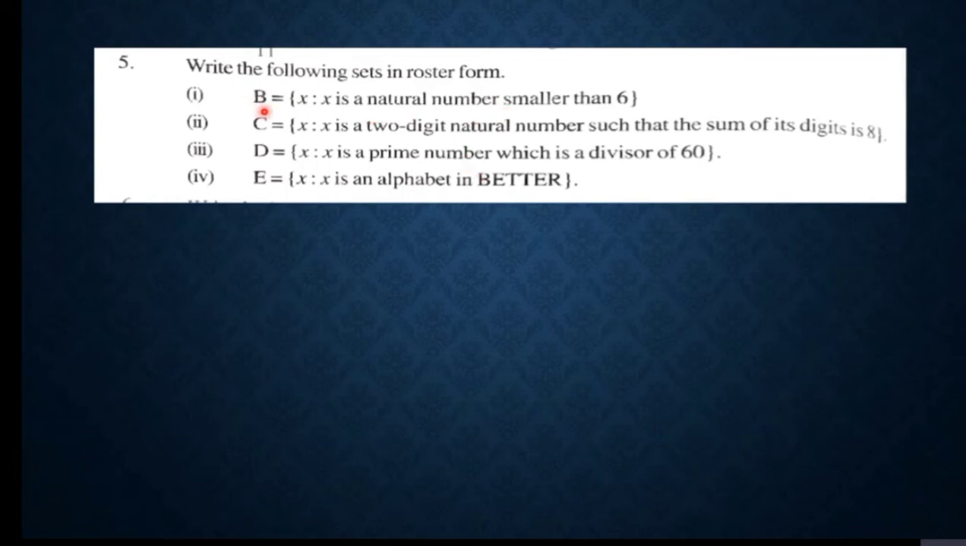See the first question, B is equal to x such that x is a natural number smaller than 6. Then the answer is B is equal to the set of 1, 2, 3, 4, 5. Natural numbers start with 1. Here it is given smaller than 6. So we have to write up to 5.